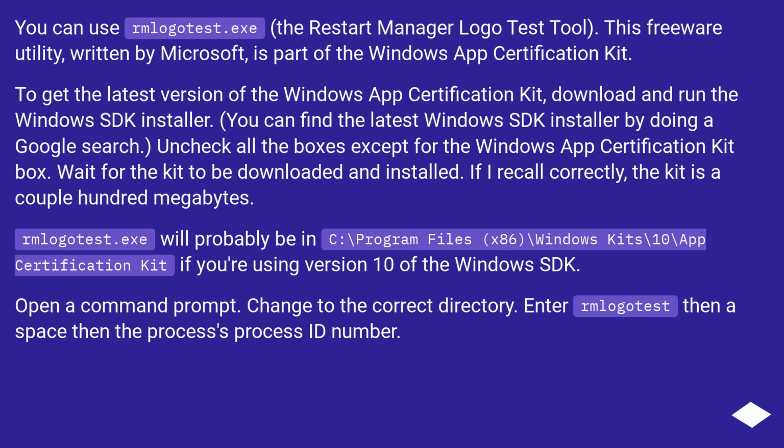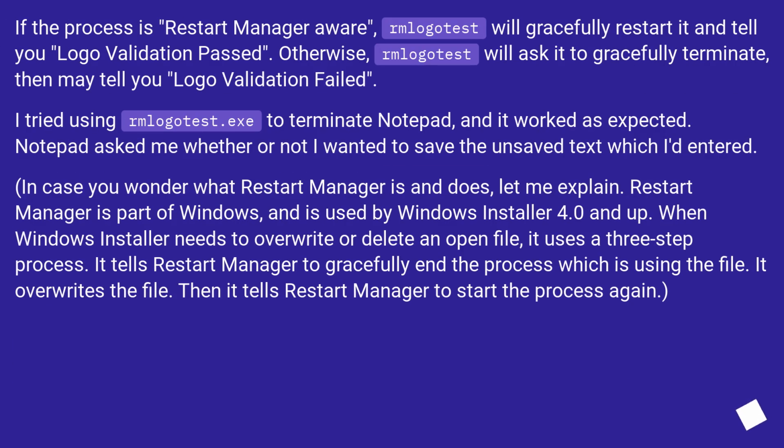The logo test tool will probably be in c:\program files (x86)\Windows Kits\10\App Certification Kit, if you're using version 10 of the Windows SDK. Open a command prompt. Change to the correct directory. Enter the tool's name, then a space, then the process's process ID number. If the process is Restart Manager aware, it will gracefully restart it and tell you logo validation passed. Otherwise, it will ask it to gracefully terminate, then may tell you logo validation failed. I tried using it to terminate Notepad, and it worked as expected. Notepad asked me whether or not I wanted to save the unsaved text which I'd entered.